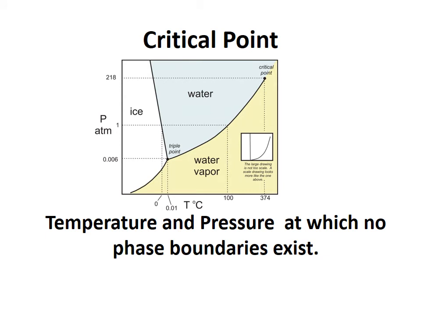The critical point is the temperature and pressure at which no phase boundaries exist. So at this critical point, there are no phase boundaries. These lines represent our phase boundaries, where we have solid and liquid in equilibrium, or solid and gas in equilibrium, or liquid and gas in equilibrium. There are no phase boundaries here. So anything above this point, we cannot ideally tell if it's a solid, a liquid, or a gas. So the critical point is the temperature and pressure at which no phase boundaries exist.